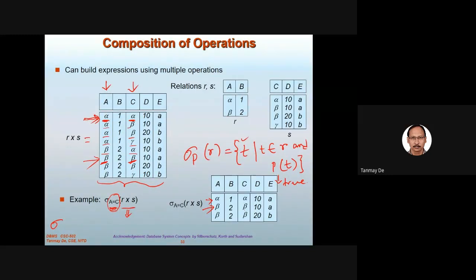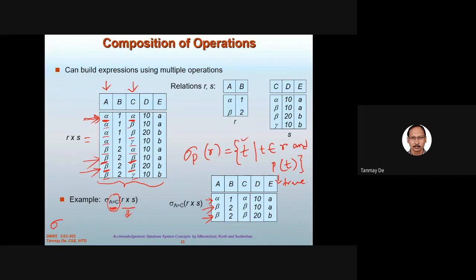Now again, you can check here that beta equals beta, that is, A equals C is satisfied. So this tuple is also considered as an outcome, that is, beta 2, beta 20 b. And here you can see beta is not equal to gamma, so the condition A equals C fails, and the other tuples are not considered. So only these three tuples satisfy the predicate.